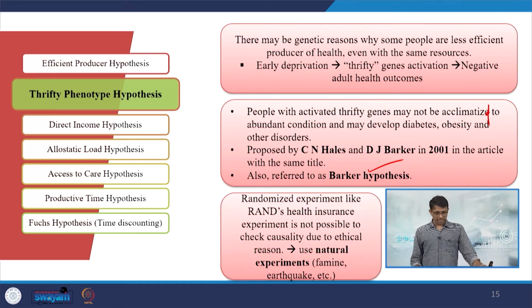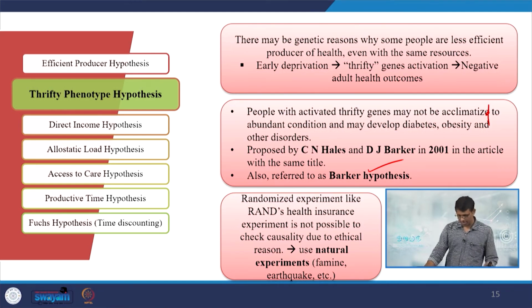A randomized experiment like Rand's health insurance experiment, which we have already cited in another lecture, is not actually possible when we are referring to the thrifty phenotype context. It is not possible to check causality due to ethical reasons, and hence we need to go for a natural experiment, using other factors which are not through these thrifty approaches.